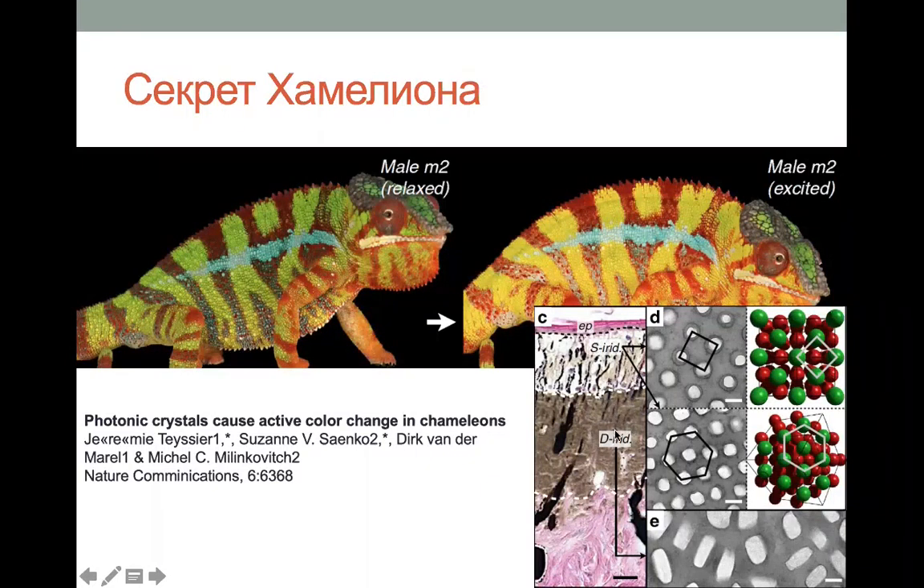If you have a look at the structure, we see that this skin has several layers, and each layer of the skin is a real photonic crystal. We have a periodic array of particles. The characteristic scale bar here is 1 micron. And the chameleon can change its color by changing the period of this photonic crystal, so it can extend or shrink its skin.